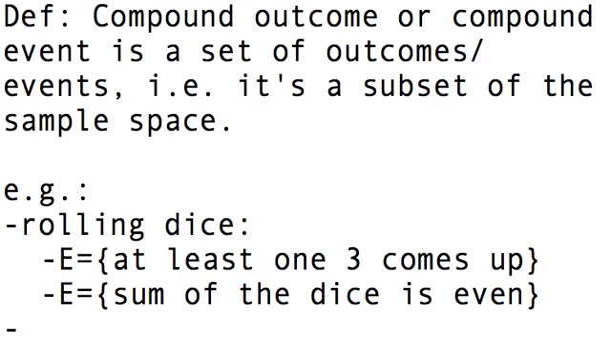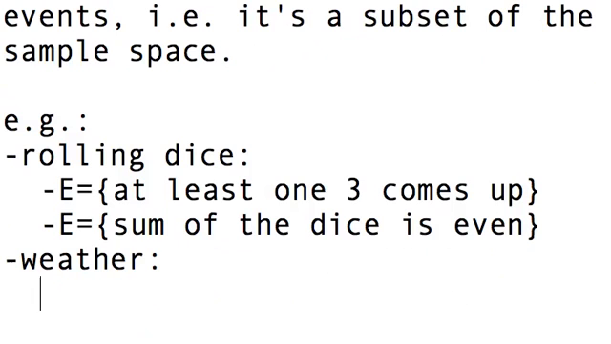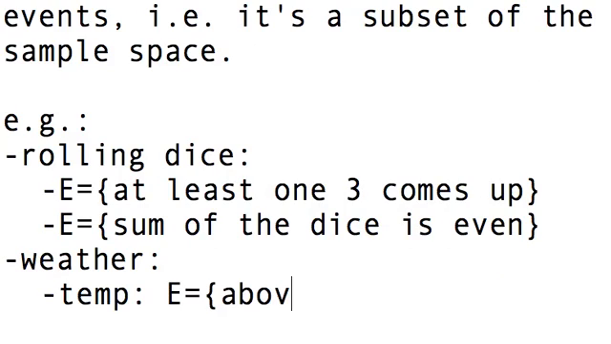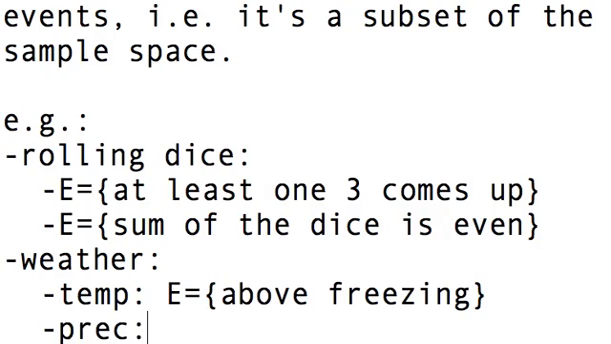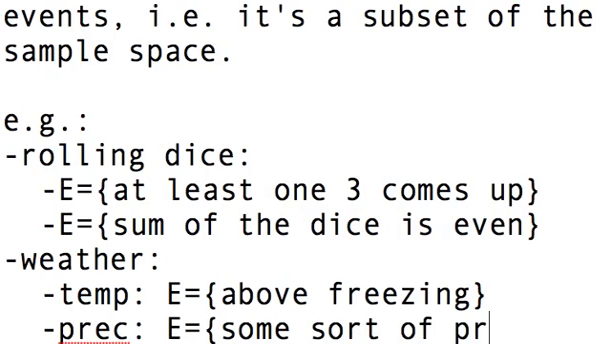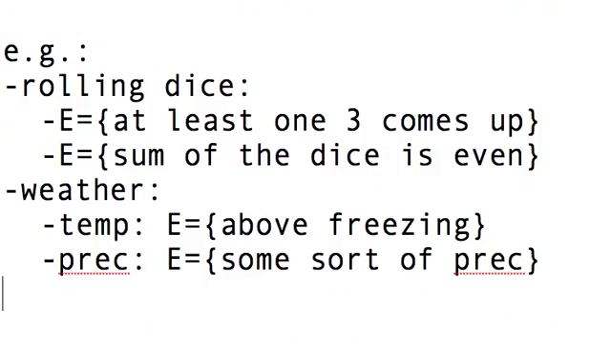Let's say we're looking at the weather. If we're looking at temperature, maybe an event could be that it's above freezing. There are a lot of temperatures that are above freezing, but maybe we're just interested in the specific event that the temperature is above freezing. Or if we're looking at precipitation, the event could be just some sort of precipitation. I'm not really interested in whether it's going to be snow or rain or whatever. I'm just interested in, is something going to be falling out of the sky? Frogs, I don't know.